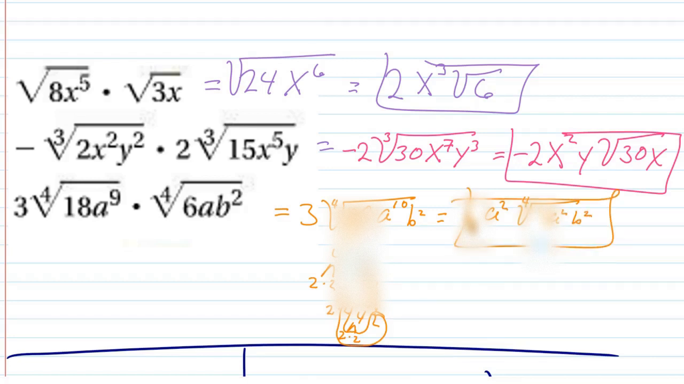The first problem multiplies to 24x to the power of 6. Remember, I have a square root, so 6 divided by 2 gives me 3. So 2x to the power of 3, square root of 6 is left over.